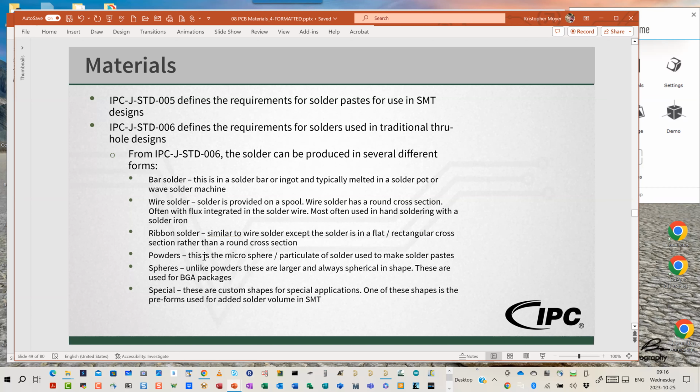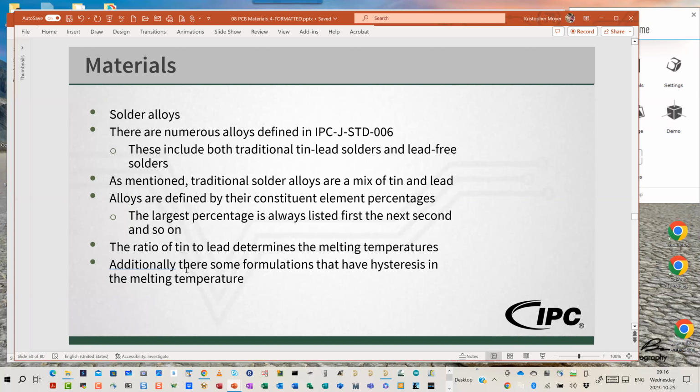Powders are the microspheres or particulates of solder used to make the solder paste. Spheres themselves, defined as spheres, are special types of powder that are larger in size and always spherical in shape, and these are used typically in the BGA packages. And then finally, special. These can be any custom shape we want, such as solder preforms used to add extra volume to solder paste if it's a large pad on a certain part. Think like a D pack or D squared pack solder tab.